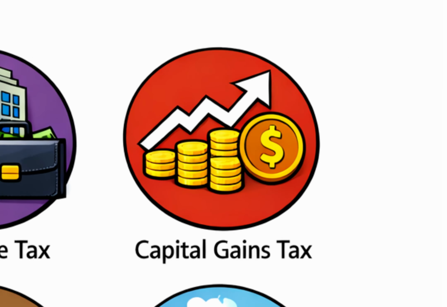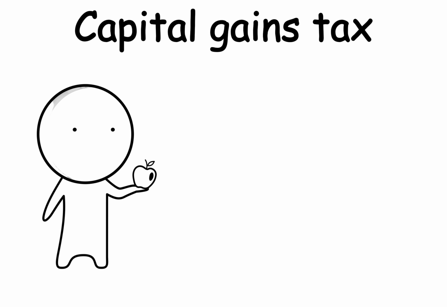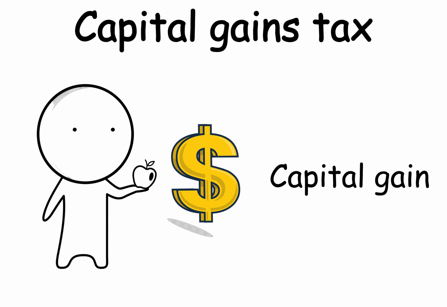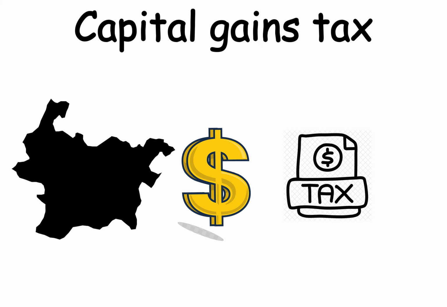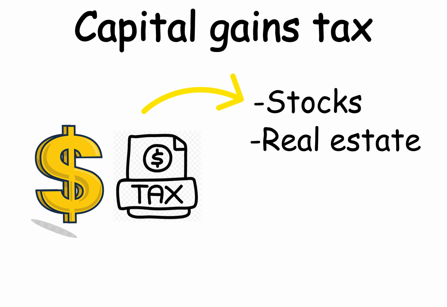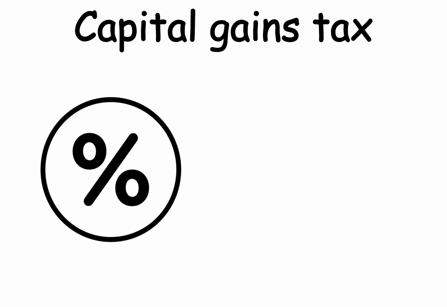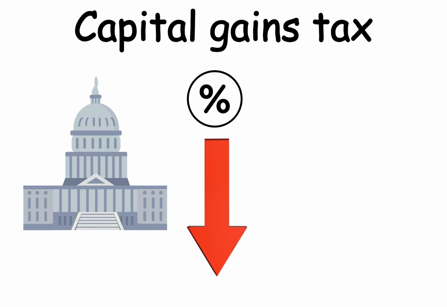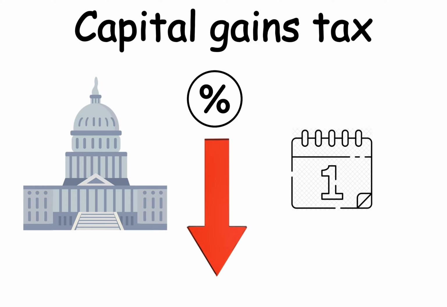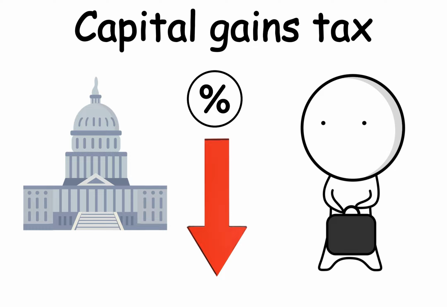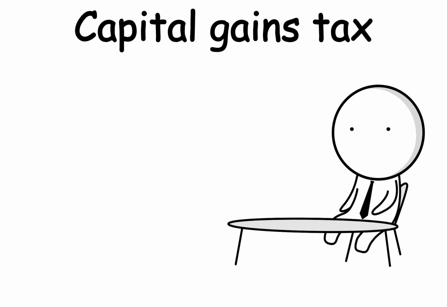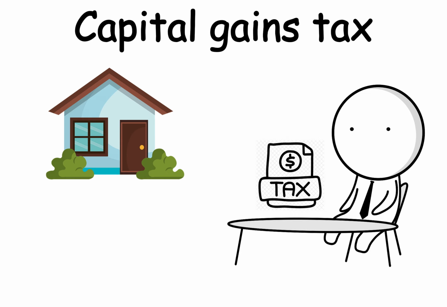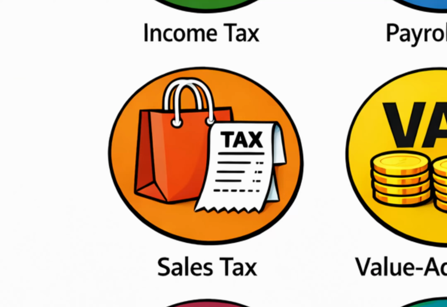Capital gains tax. When someone sells an asset for more than they paid for it, the profit made on that sale is called a capital gain, and in most countries, that profit is taxable. This applies to stocks, real estate, artwork, and other investments. The rate often depends on how long the asset was held. Many governments offer a lower rate if the investment was held for more than a year, encouraging people to think long-term rather than trade rapidly. It is one of the more debated taxes because it affects both wealthy investors and everyday people who sell a home or inherit shares.